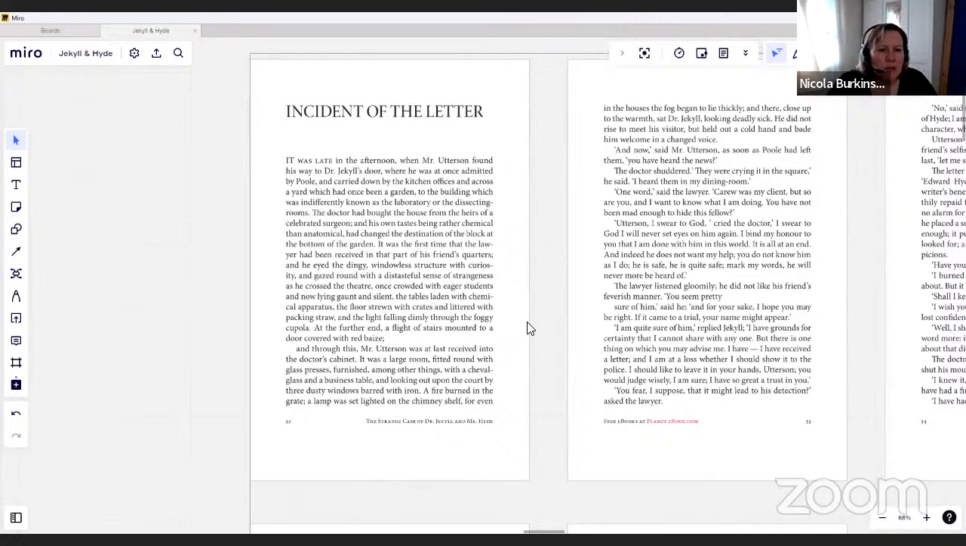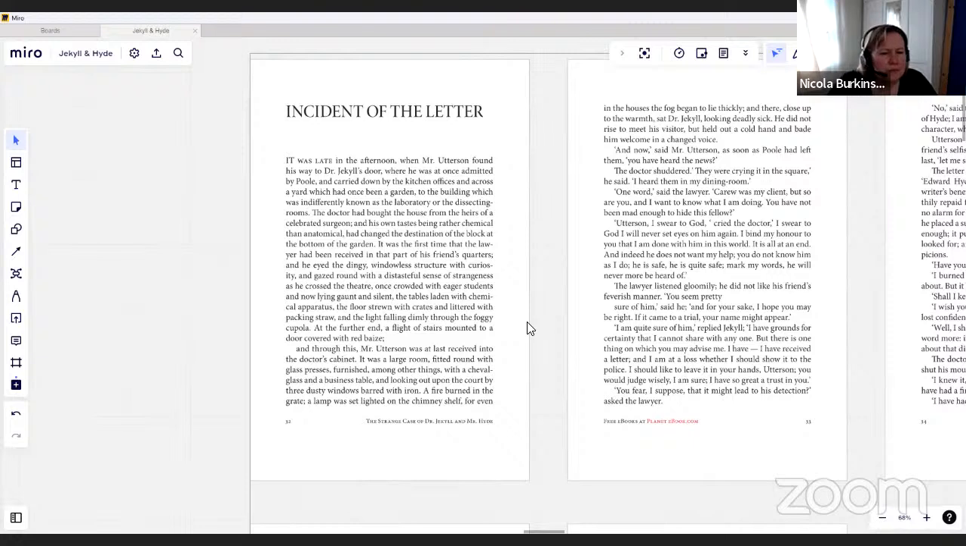It was the first time that the lawyer had been received in that part of his friend's quarters, and he eyed the dingy, windowless structure with curiosity and gazed round with a distasteful sense of strangeness as he crossed the theatre, once crowded with eager students and now lying gaunt and silent, the tables laden with chemical apparatus, the floors strewn with crates and littered with packing straw, and the light falling dimly through the foggy cupola. At the further end, a flight of stairs mounted to a door covered with red baize, and through this Mr. Utterson was at last received into the doctor's cabinet.